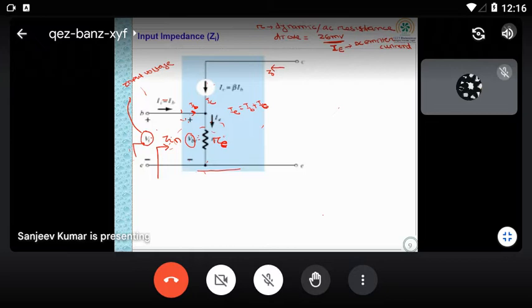So any confusion here in the diagram? Step by step, it is represented here.